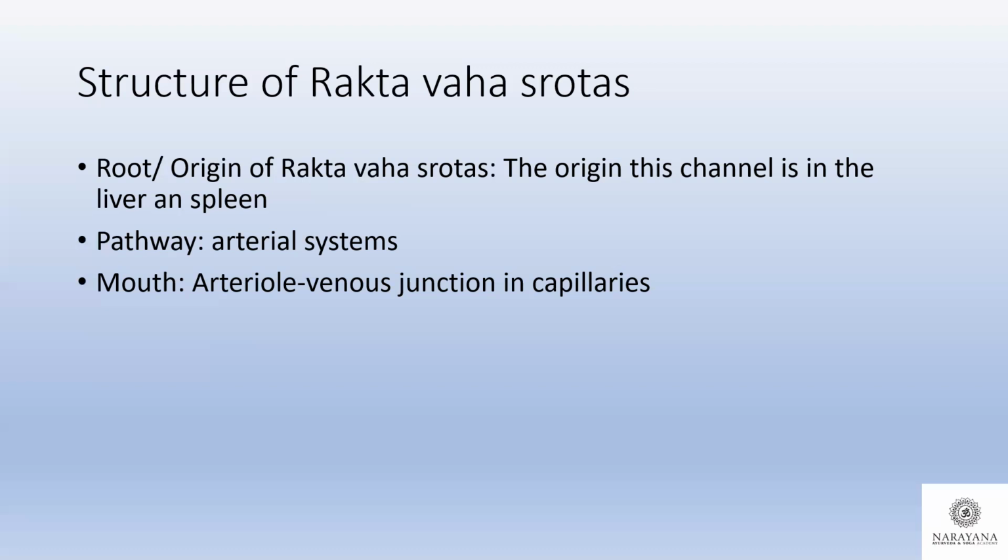So this entire, for want of a better word, we'll just call it circulatory system. This entire circulatory Raktavaha srota system originates from the liver and the spleen. Okay. And what are its pathways? Its pathways are the arterial systems. This is for us to understand and make easy, okay?